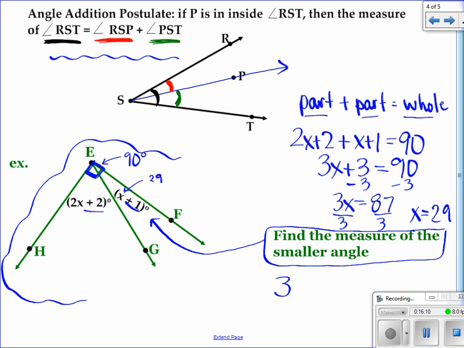So make sure you're paying attention to the directions. Some of them want you to just find x and stop there. Others just want you to substitute it back into one of the expressions over there. Questions on this setup? The part plus the part equals the whole?